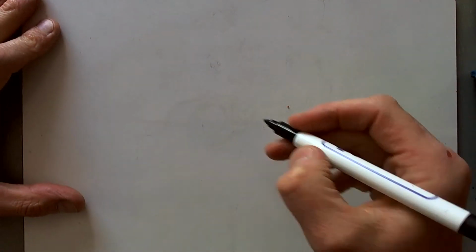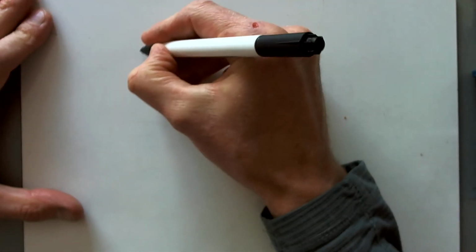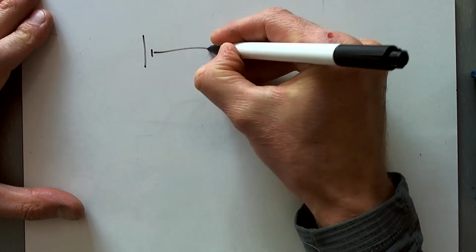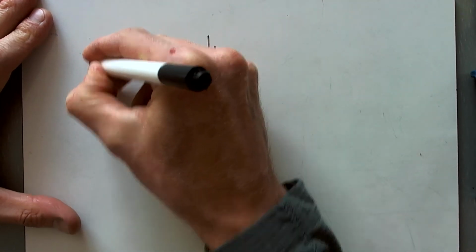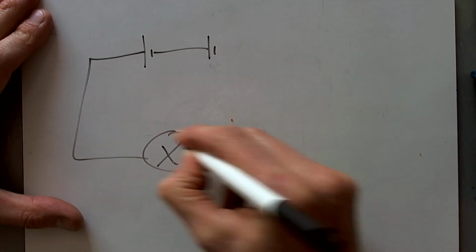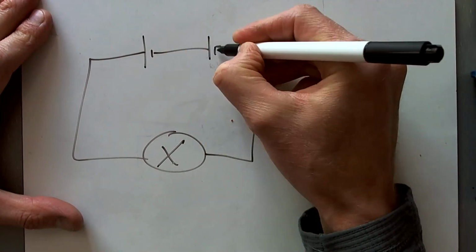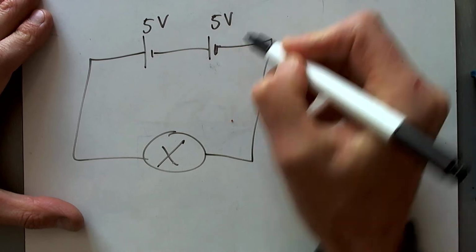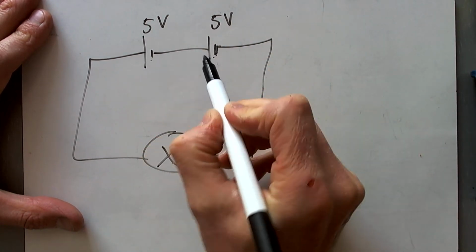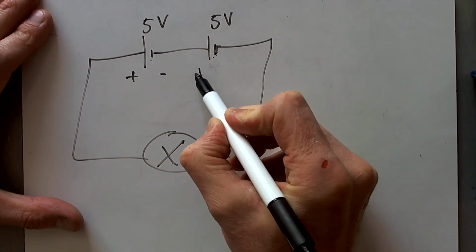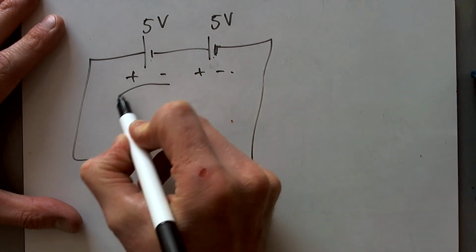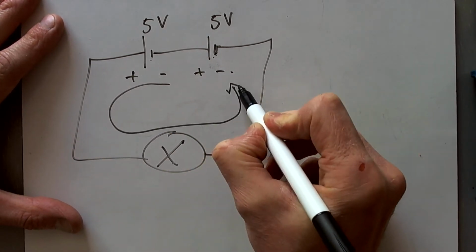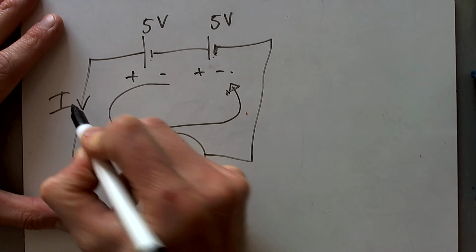So let's have a look at the next one. I hope you can see this. If, of course, we have a circuit and there just happens to be two batteries, and this one might be again 5 volts. This one may also be 5 volts. We can see that they're both connected positive, negative, positive, negative. So conventional current is going to be pushed around the circuit in that direction.